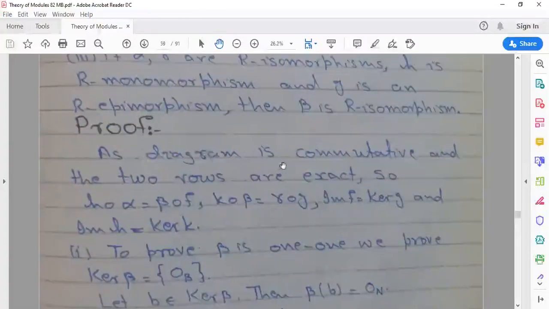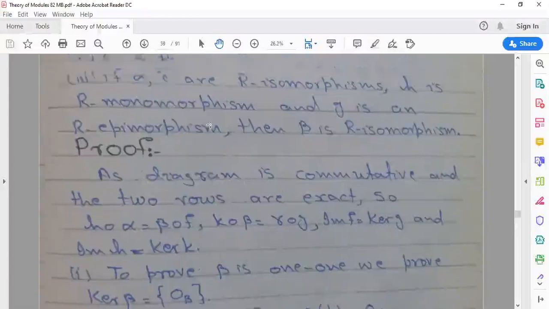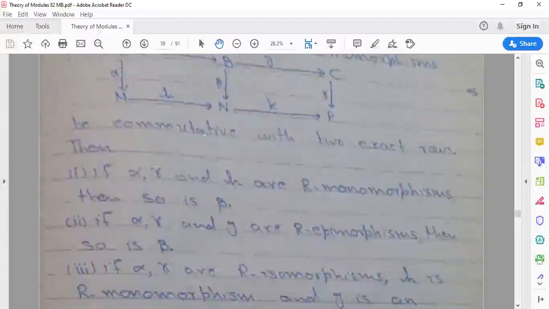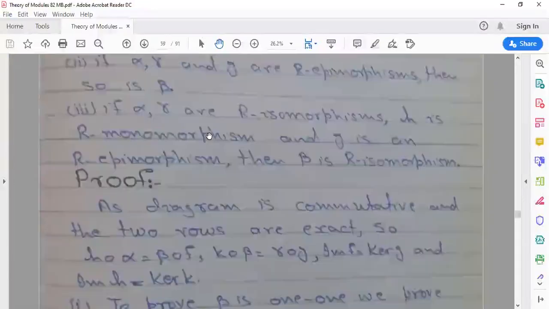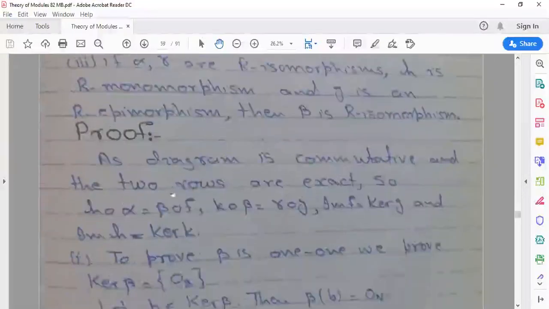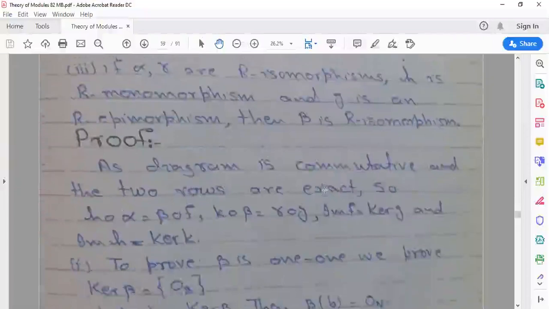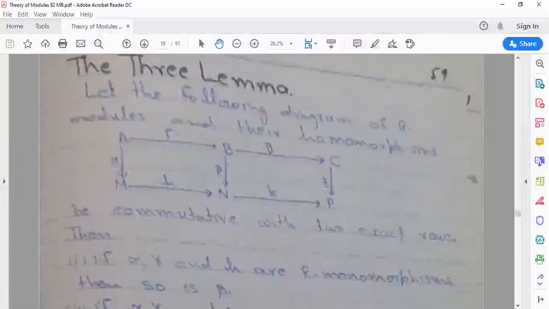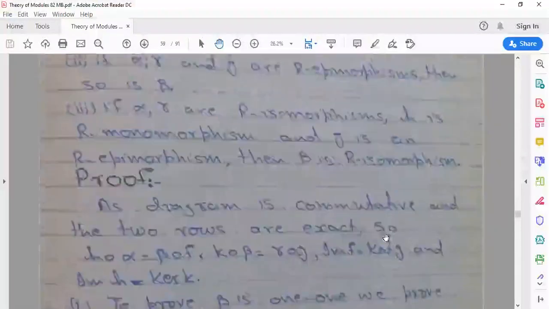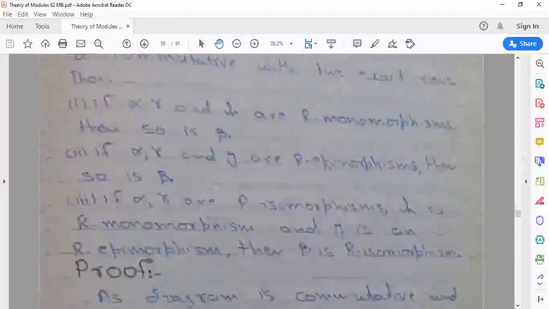Is the diagram commutative? By hypothesis it is mentioned that the diagram is commutative, so it is clear. And the two rows are exact. This is also given. And this is also given by hypothesis: alpha, gamma and h are monomorphisms.